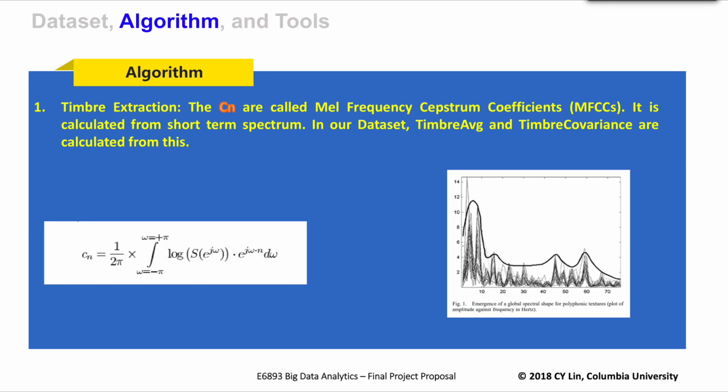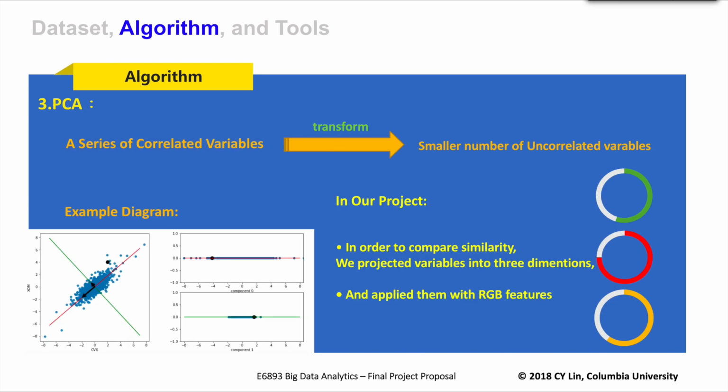Here is our first algorithm. To calculate the timbre average, we must first calculate the Mel frequency cepstral coefficients. We use this algorithm to calculate it, and then we can calculate timbre average and timbre covariance. And this is our second algorithm. The features we calculated above are too large, so we want to reduce them into 3 dimensions so we can show them in colors. So we have to use PCA to reduce the features.